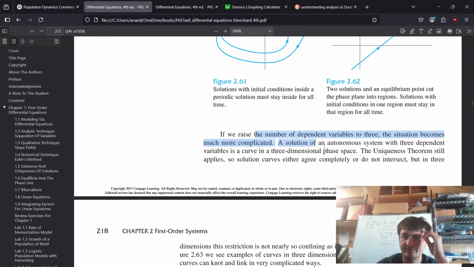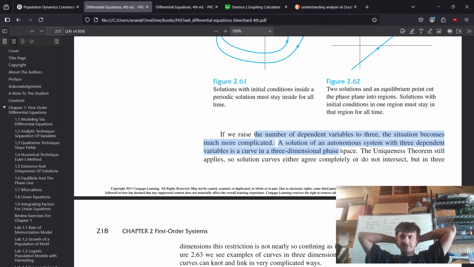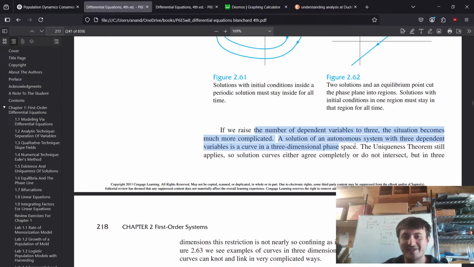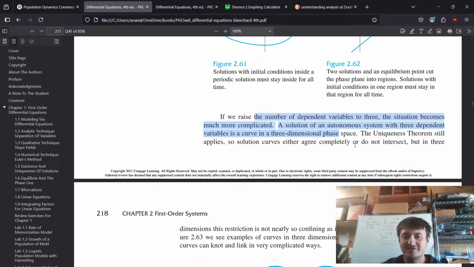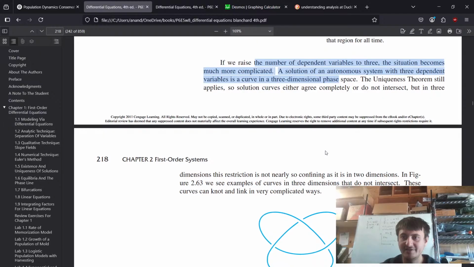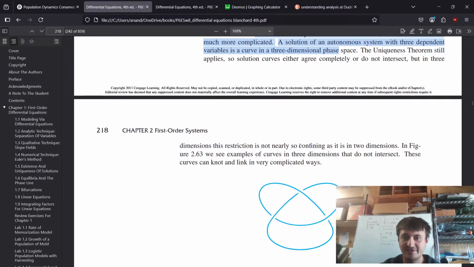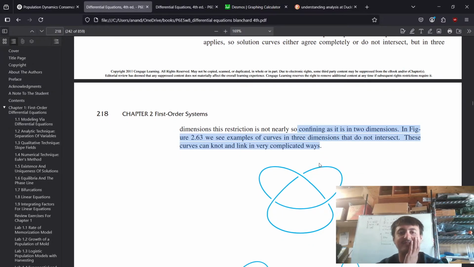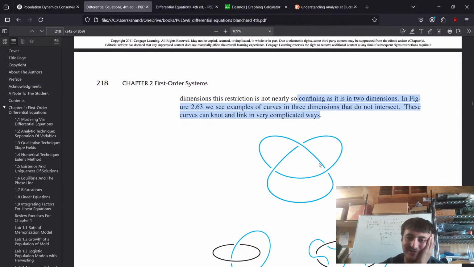If we raise the number of dependent variables to 3, the situation becomes much more complicated. A solution of an autonomous system with 3 dependent variables is a curve in 3-dimensional space. The uniqueness theorem still applies, so solution curves must either... Yeah, you have a lot more space. Wow, topologically you have way more space. That's kind of crazy. The uniqueness theorem applies, so solution curves either agree completely or do not intersect. But in 3 dimensions, this restriction is not nearly so confining as it is in 2 dimensions. Bro, I never thought about the topology of it. Or I never thought about it in this way. That's so sick.